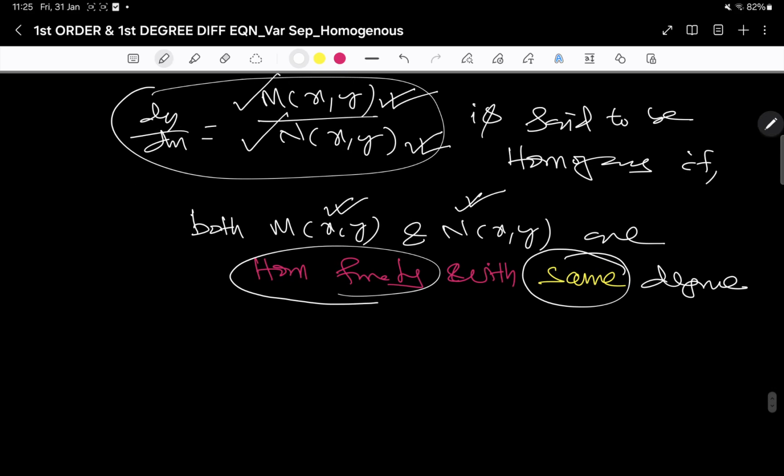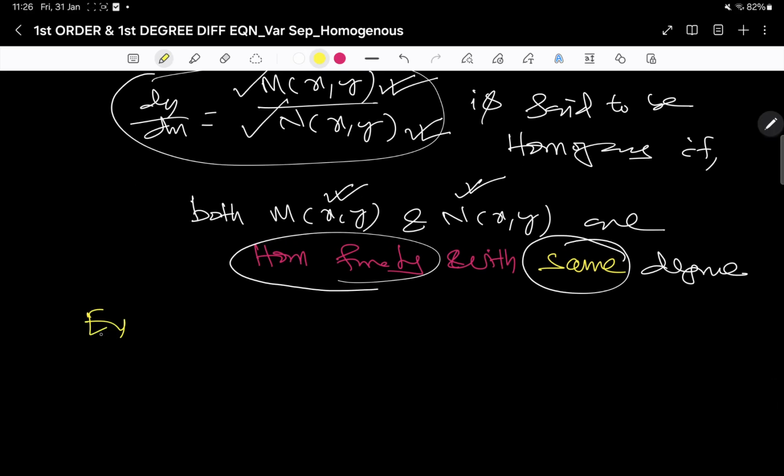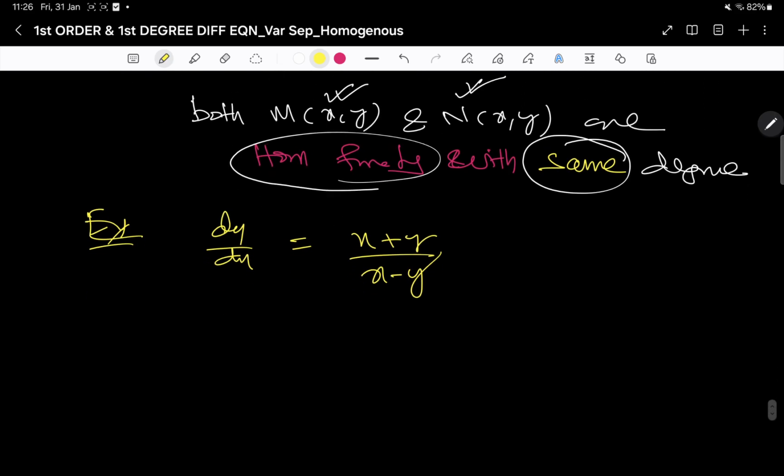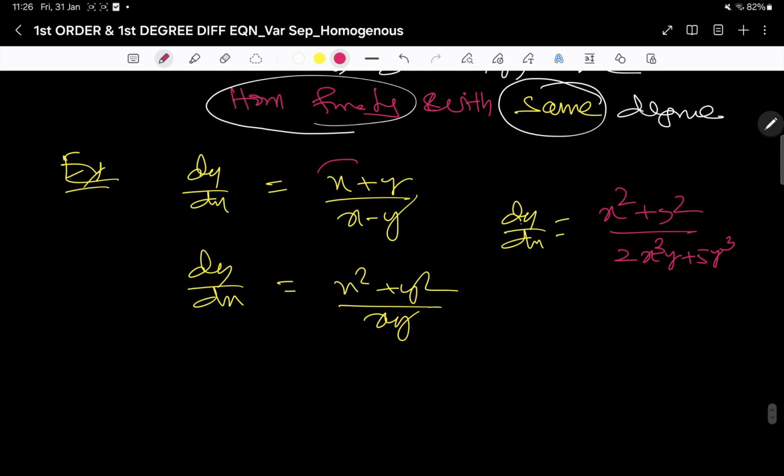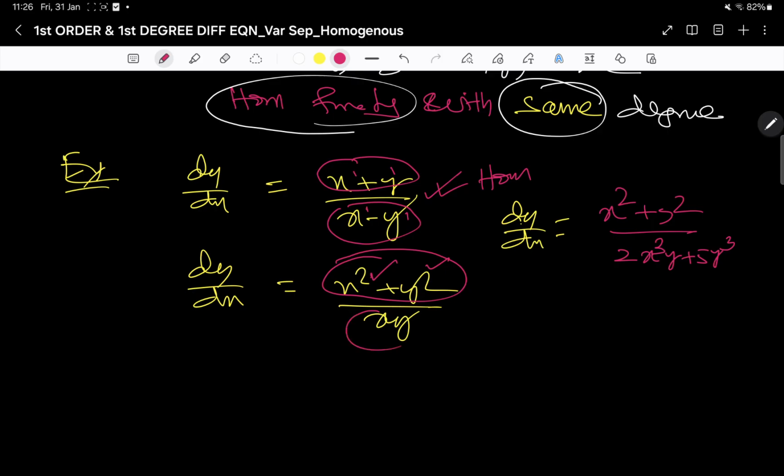Okay, so now let me write some examples. Suppose dy by dx is equal to (x plus y) by (x minus y). Suppose dy by dx is equal to (x square plus y square) by xy. If I write dy by dx is equal to (x square plus y square) by (2x cube plus 5y cube). You see here, this is homogeneous of degree 1, and in the denominator it is homogeneous of degree 1. So yes, it is homogeneous. Here the degree is 2 and 2, so this is homogeneous of degree 2 and this is homogeneous of degree 2. So yes, it is homogeneous.